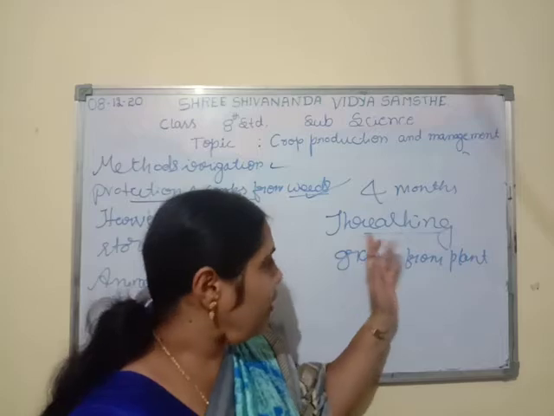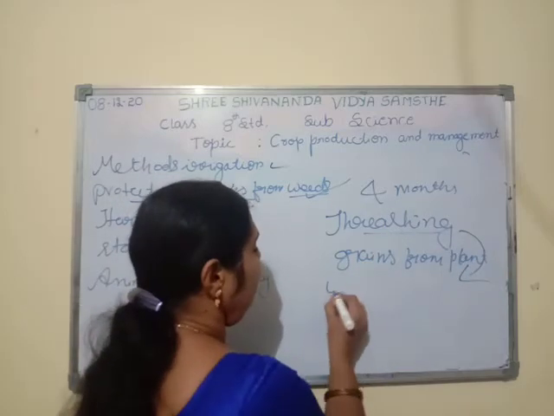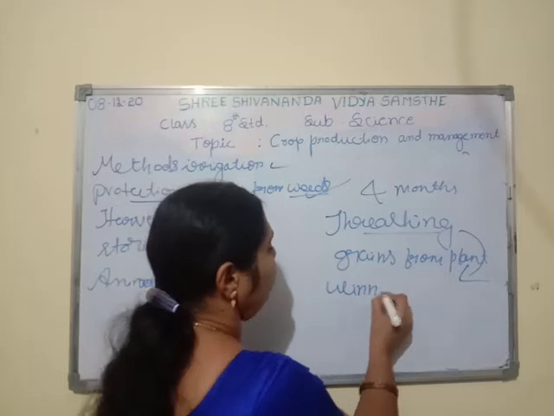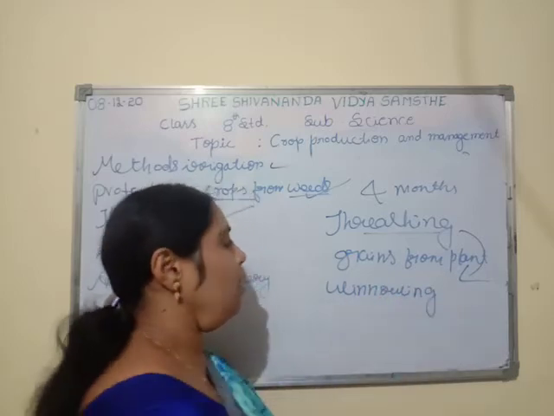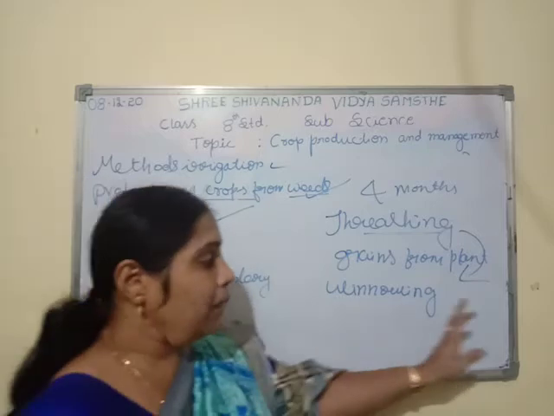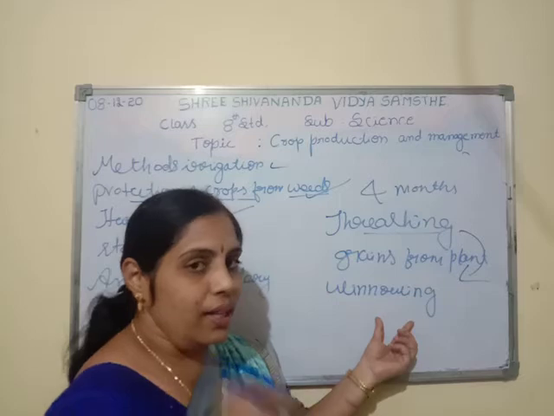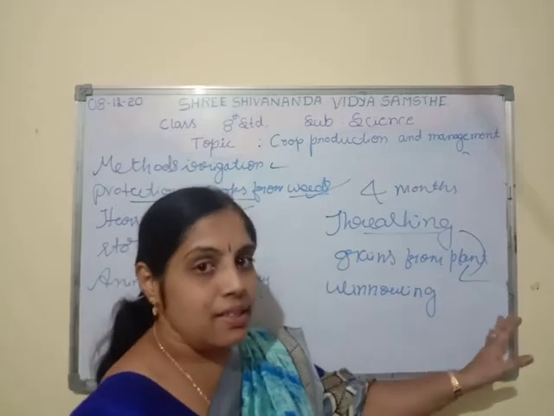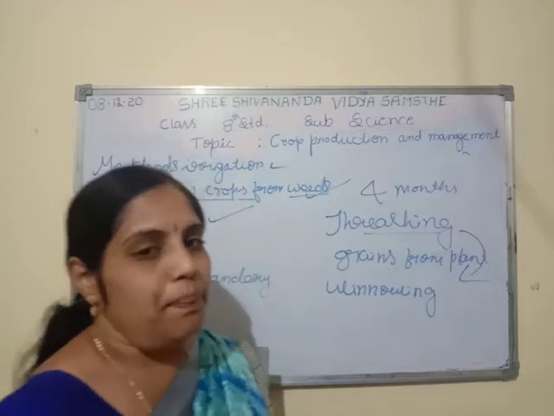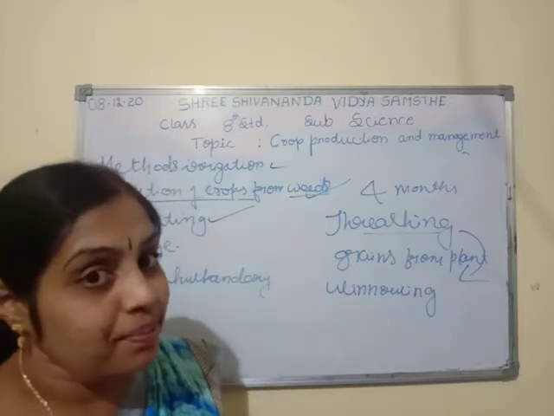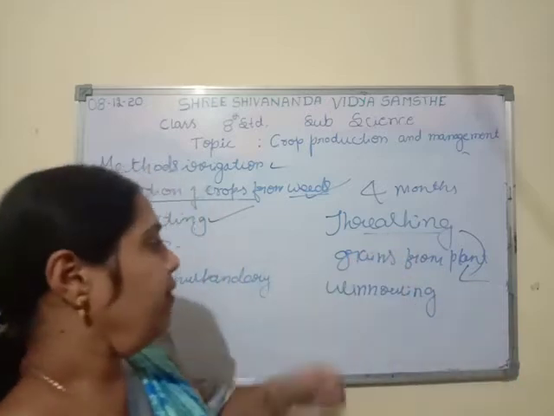Okay, and after this threshing method the next step is known as winnowing. It is also the separation of grains from unwanted particles, which is known as winnowing. Okay, you already studied about this in your 6th standard, in the lesson separation of substances. So this is also one of the methods of harvesting.